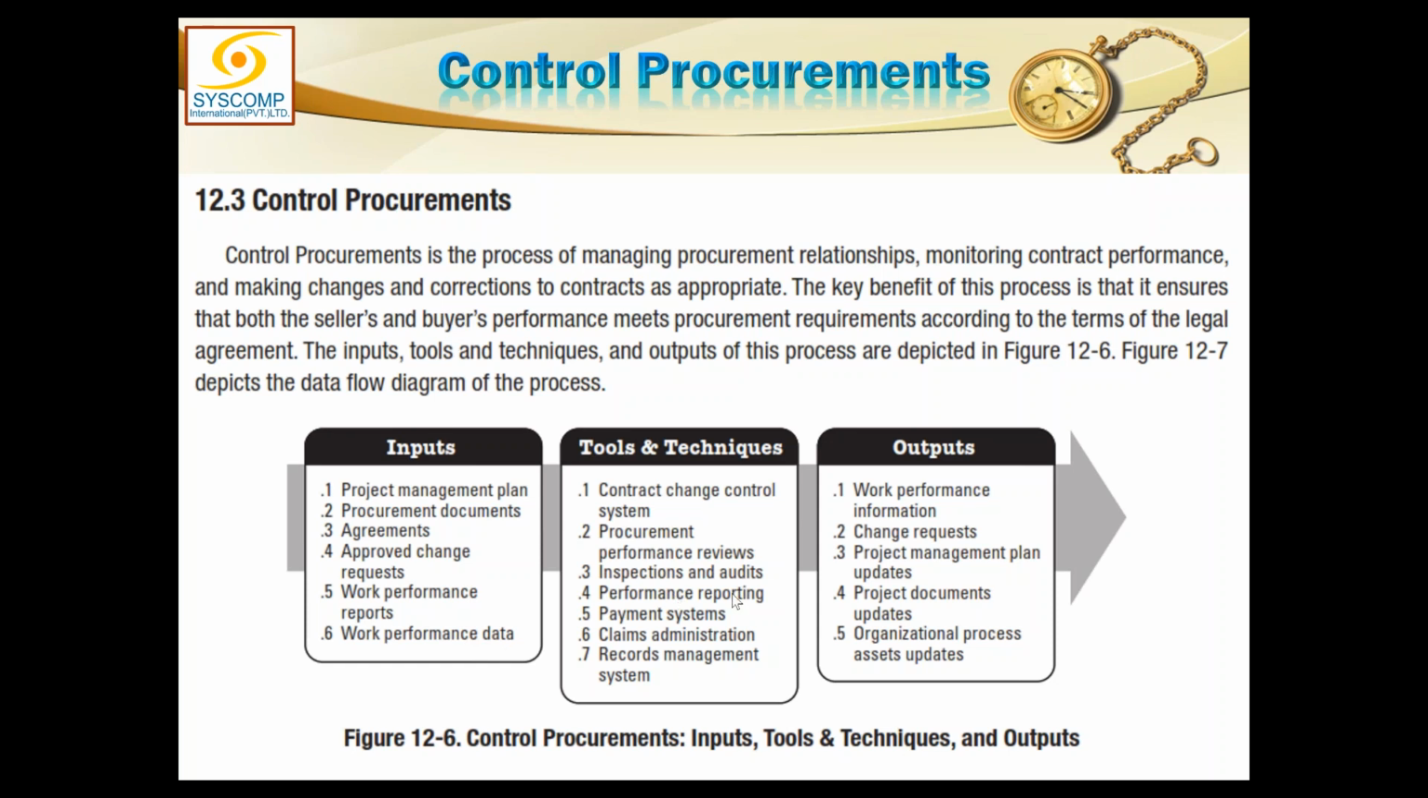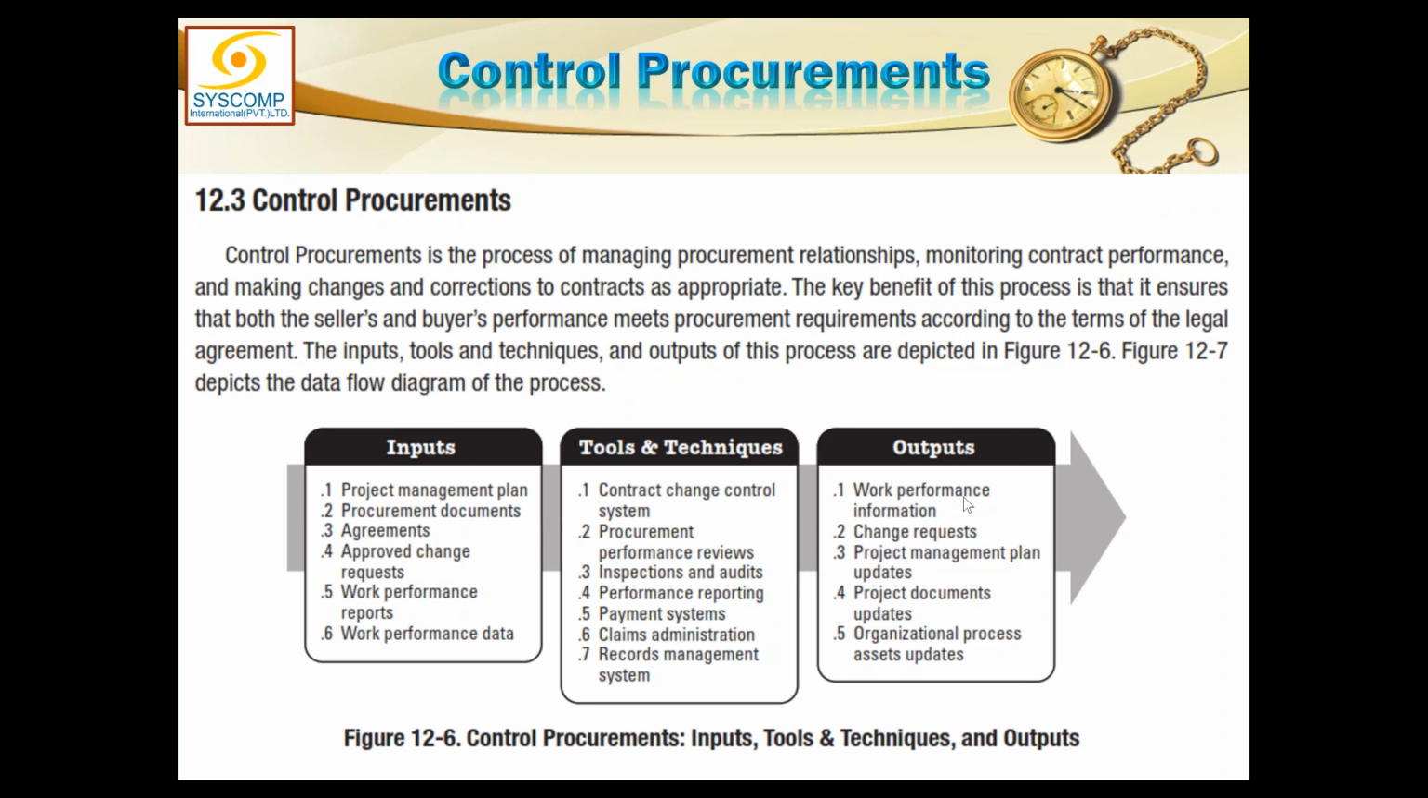Performance reporting of the procurement work is done here. The payment system, the payments which have to be released to the contractor, and the claims he is submitting have to be administered, and the record has to be managed for all subcontracts. Resultantly, we will produce the work performance information from this control also, and it will go to monitor and control project work.